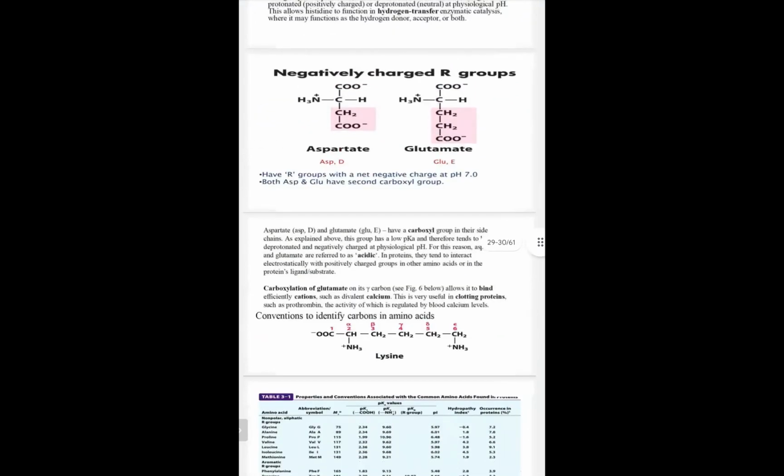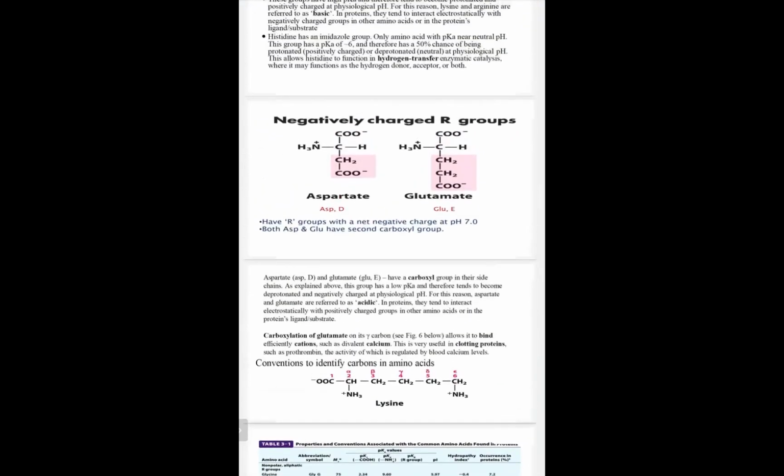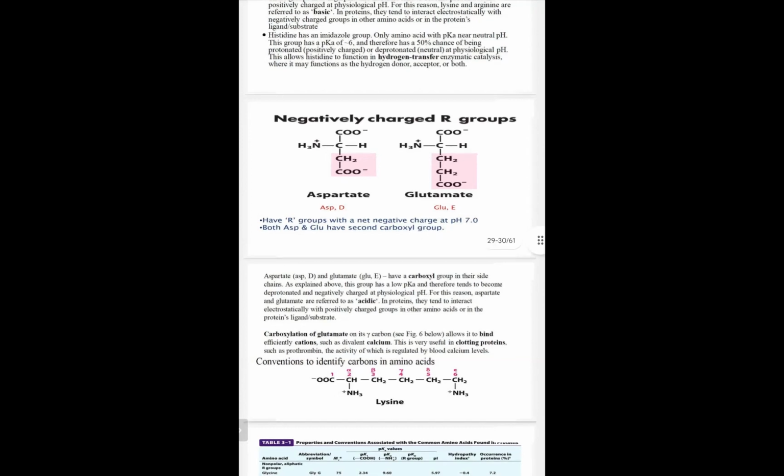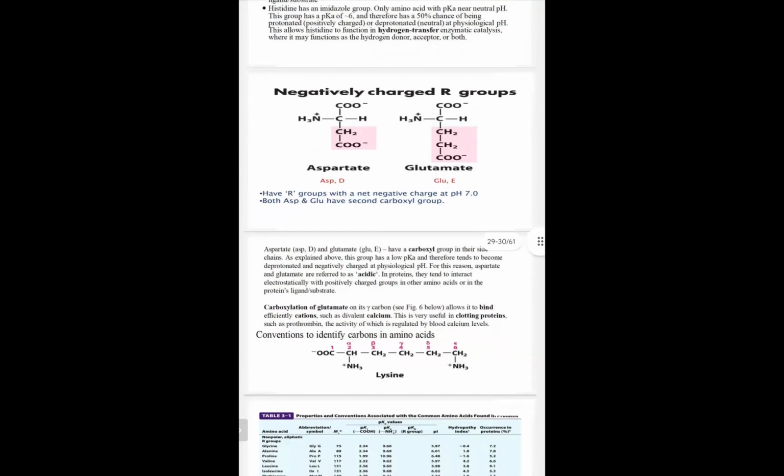Glutamate plays a very important role. The carboxylation of glutamate on its gamma carbon allows it to bind cations effectively, such as bivalent calcium. That is very useful for clotting proteins. Fibrin is formed with the help of calcium. So divalent calcium binds through the carboxylated glutamate. Alpha, beta, gamma, delta, epsilon.